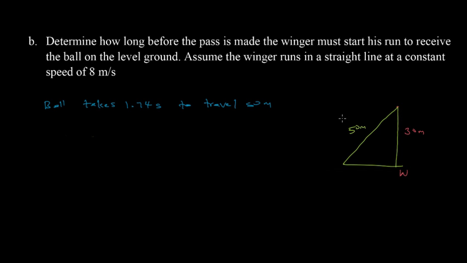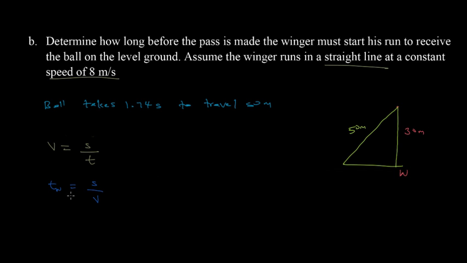So let's try to find the time that the winger will take to travel 30 meters. Since we said that he was running at constant speed in a straight line, we can consider that the velocity is constant. So velocity is equal to the displacement over time. The displacement in this case would be the 30 meters that the winger will have to run. Therefore t is equal to the displacement divided by the velocity. And again, this time is the time for the winger to run 30 meters.